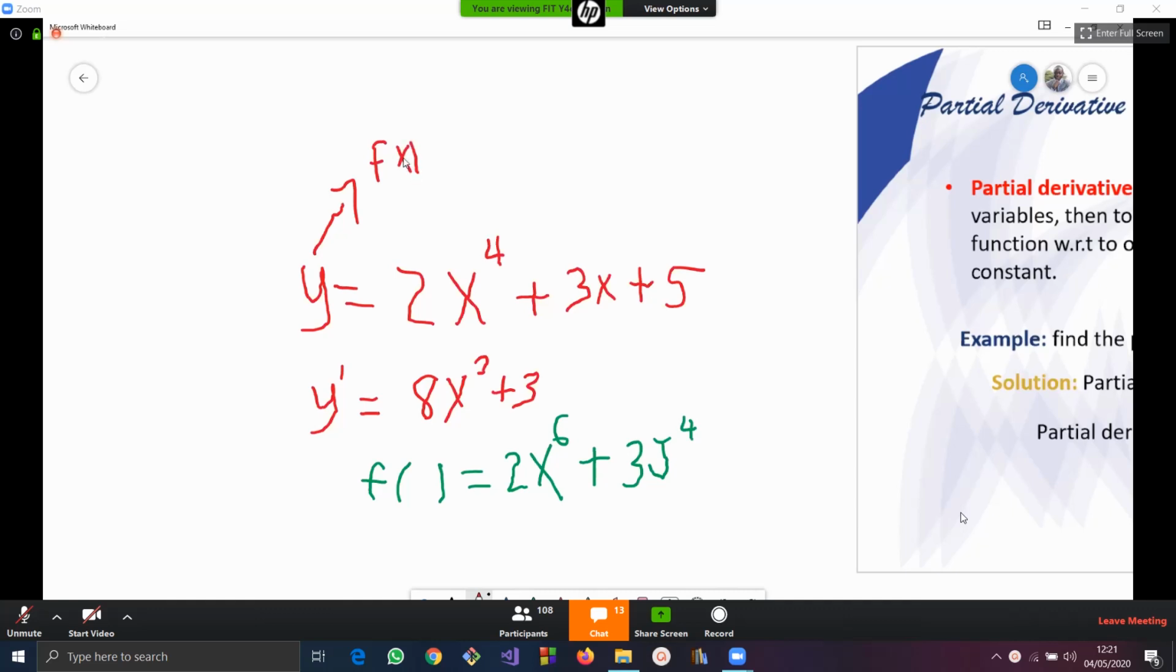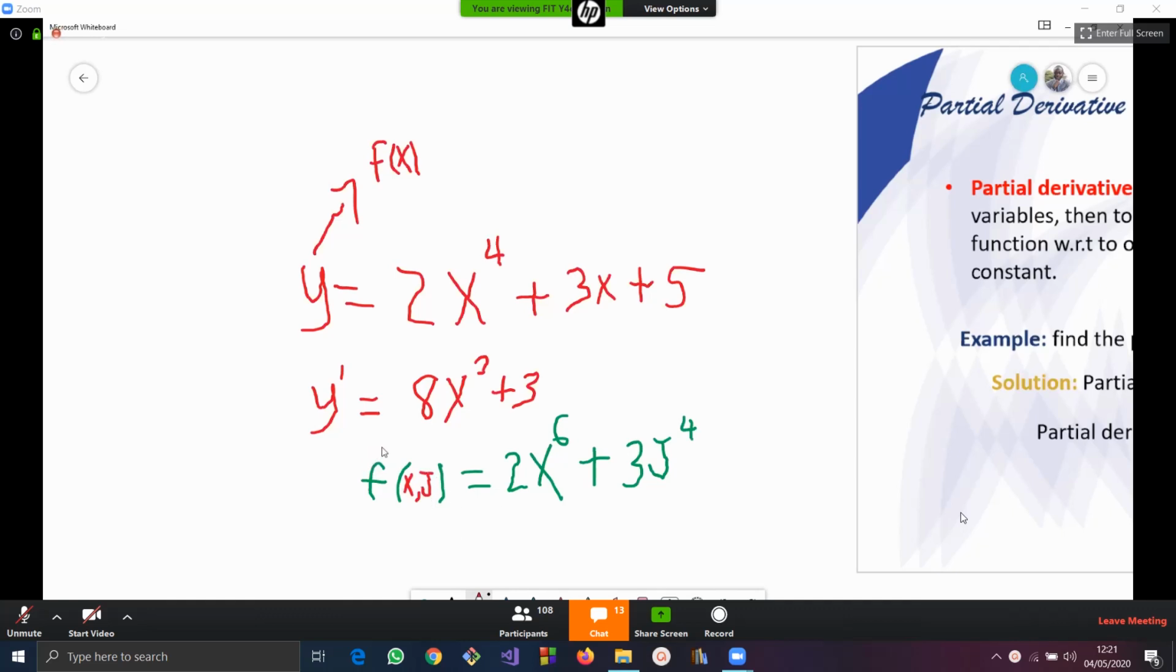But now down here, the function is not only of x, it's a function of x and j. So this is going to be a function f(x, j). So how do we do the derivative of this one?